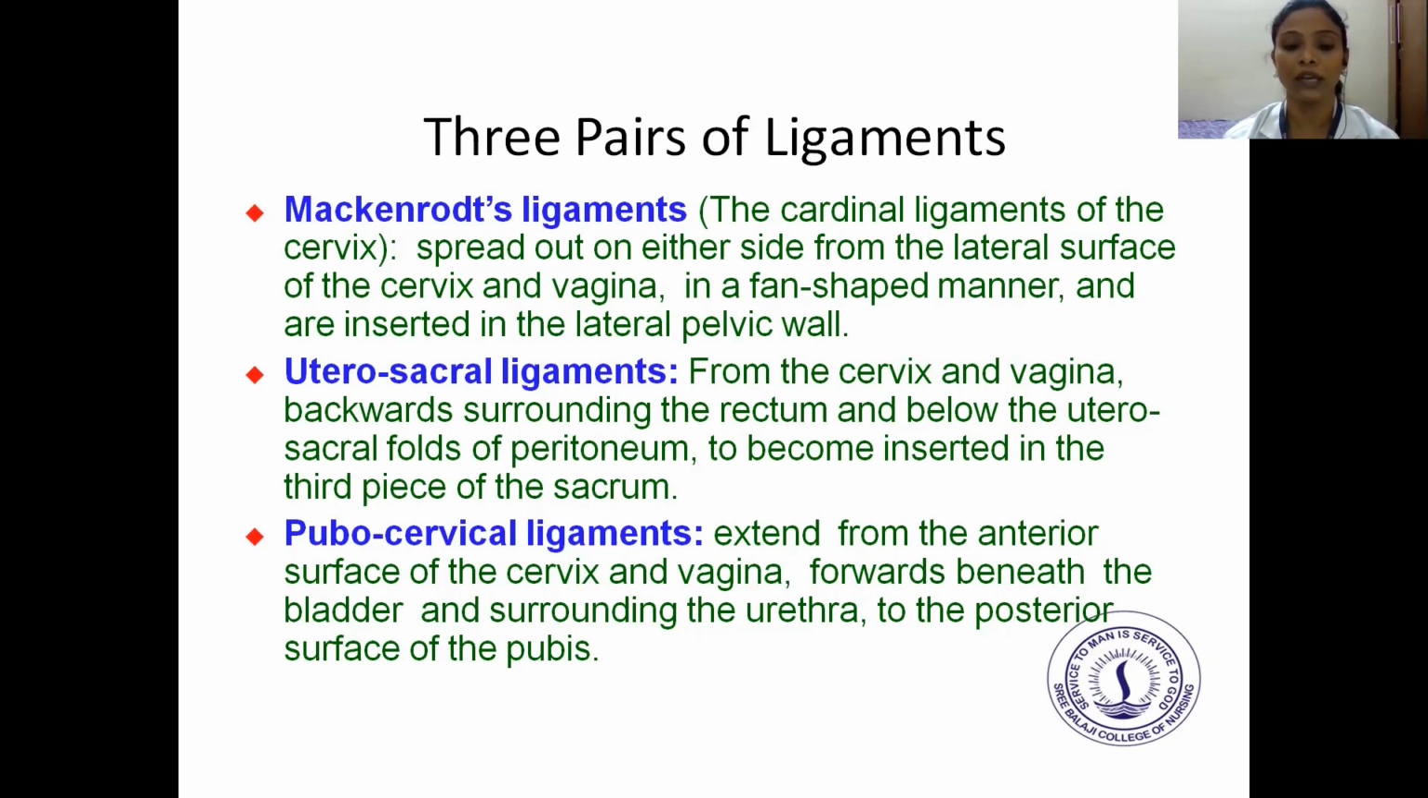Next is the pubocervical ligament. It extends from the anterior surface of the cervix and the vagina forwards beneath the bladder and surrounding the urethra to the posterior surface of the pubis.